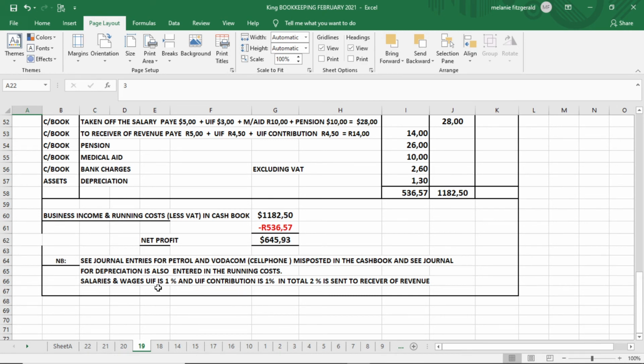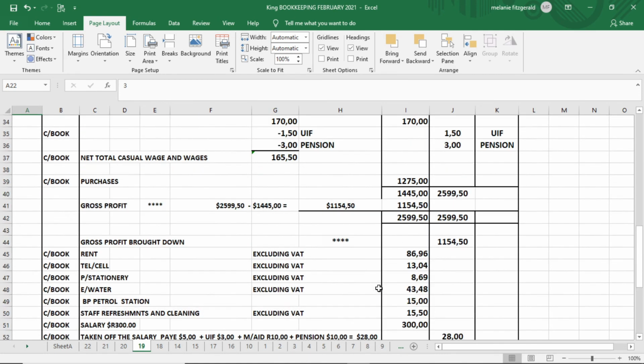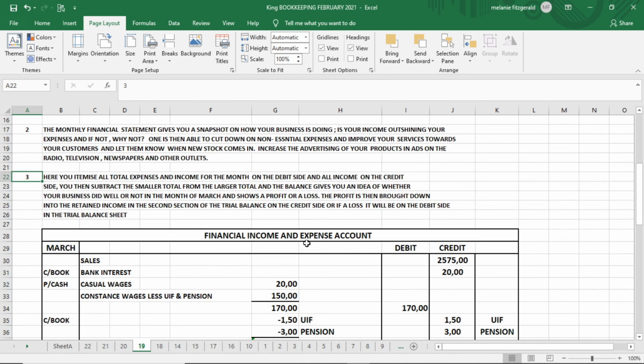Salaries and wages, UIF is 1%, and UIF contribution is 1%. That's the company contribution, I assume. In total, 2% is sent to the receiver of revenue. All right, so that's it. That's the breakdown, financial income and expense statement.